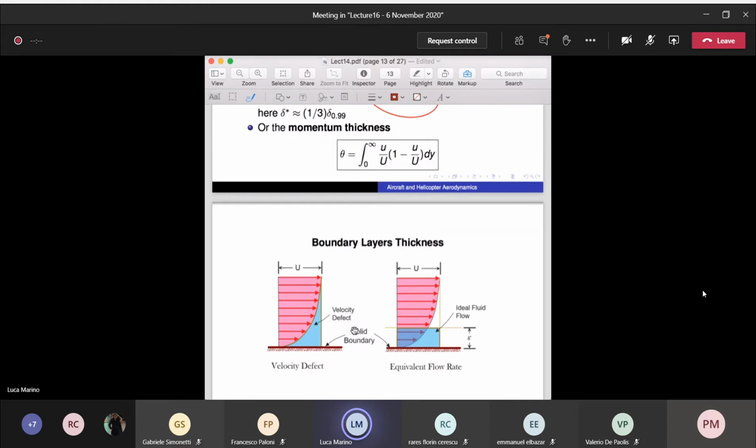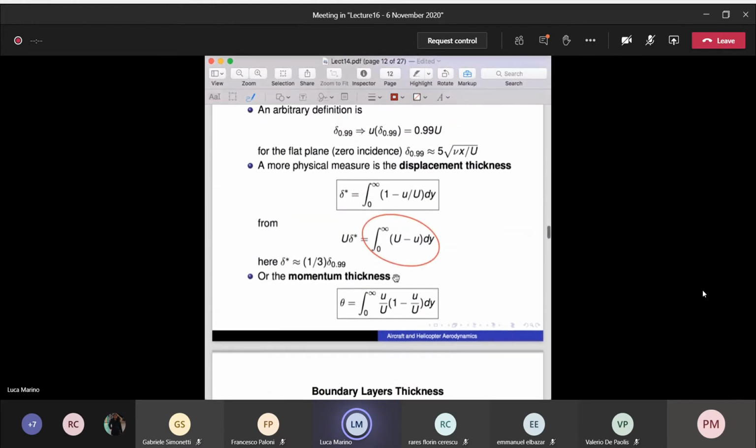So if you understand this point, this means that the streamlines will change if we have the flow without boundary layers, the potential flow, or the flow with the boundary layer. And the displacement of these streamlines is exactly related to this quantity, okay? The displacement thickness you can measure as how much you have to move away from the body to have the same mass flow rate, okay?